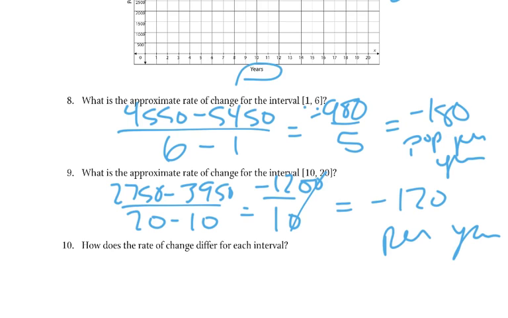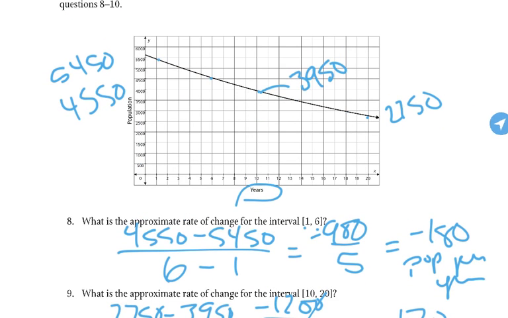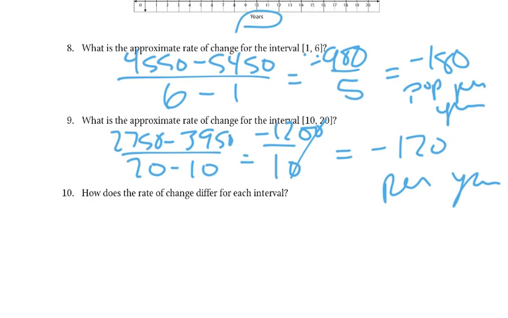So how does the rate of change differ for each interval? As we can see, it's different, based on which interval we're doing, because it's that curve. As it evens out, it has a lower rate of change. All right, there we go.